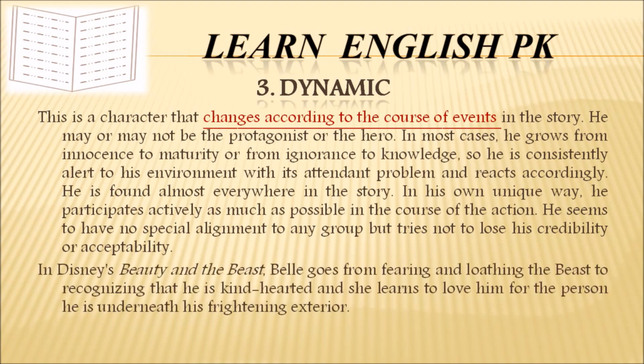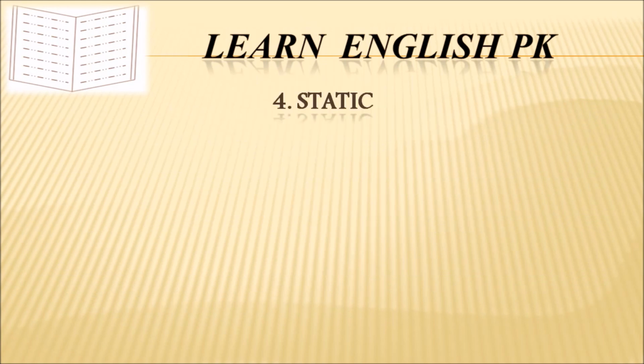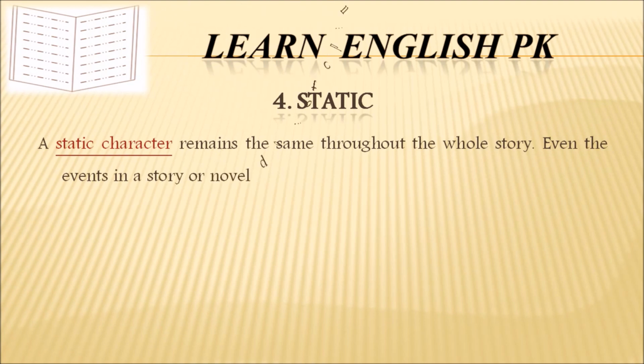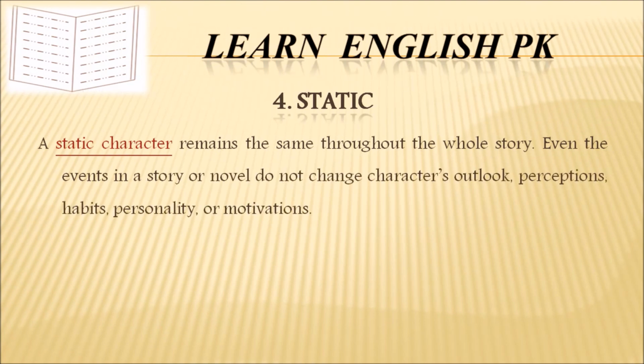In Disney's Beauty and the Beast, Belle goes from fearing and loathing the Beast to recognizing that he is kind-hearted, and she learns to love him for the person he is underneath his frightening exterior. Fourth type of the character is static. A static character remains the same throughout the whole story. Even the events in a story or novel do not change characters' outlook, perception, habits, personality, or motivations.